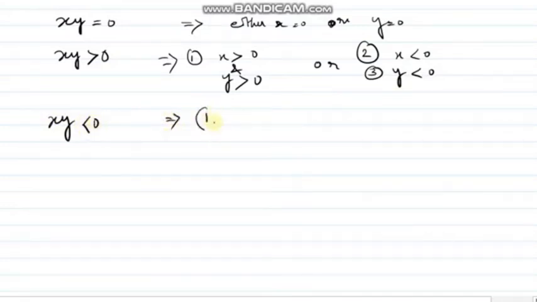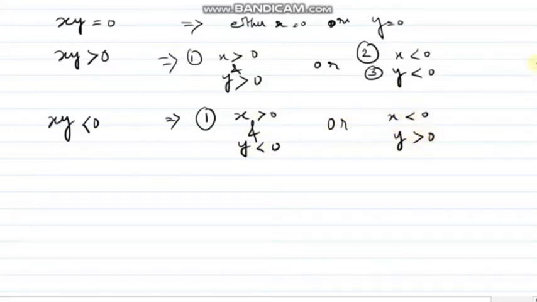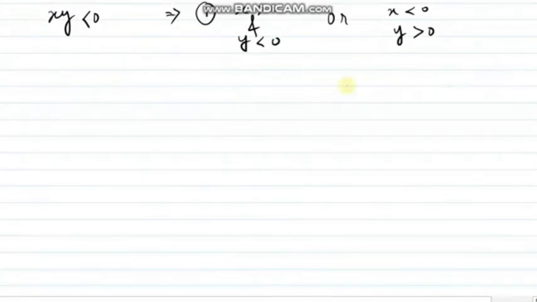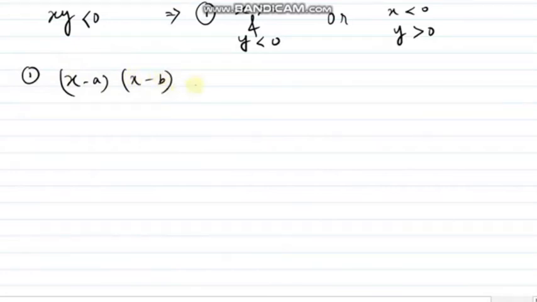The first case is that x is greater than 0, so one positive means the other has to be negative. Or it can be x negative and y positive. So based on this we are now going to do a couple of problems. First, if (x minus a) into (x minus b) is greater than 0, and just assume a is greater than b.